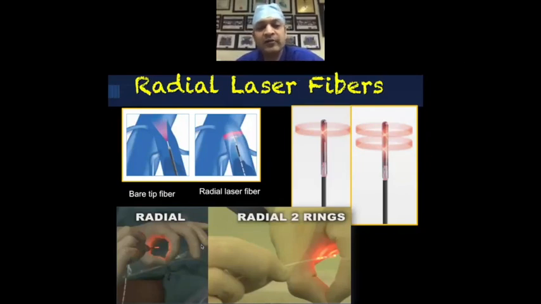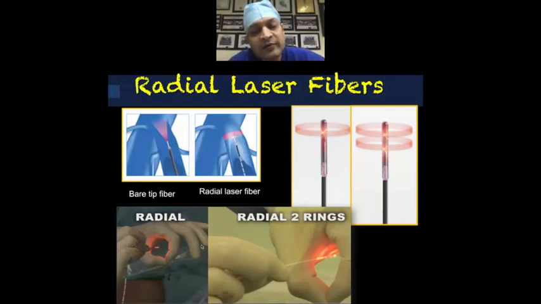Now, radial fibers have multiple types. One of the most common types is a single ring or a double ring, as you can see very clearly from the diagram. Now, what is the advantage of single ring and double ring? There are not many published studies which have shown any difference between the single ring and double ring, except that the double ring is much more expensive. It will be 7,000 to 8,000 rupees more expensive.